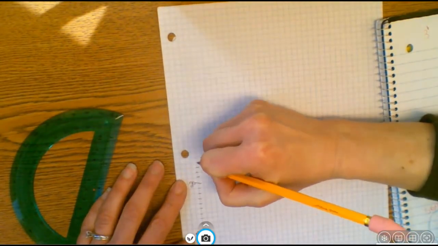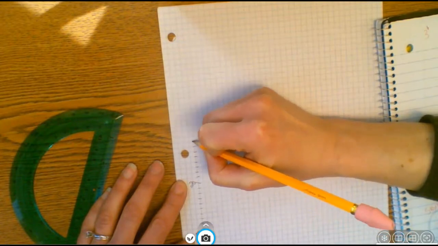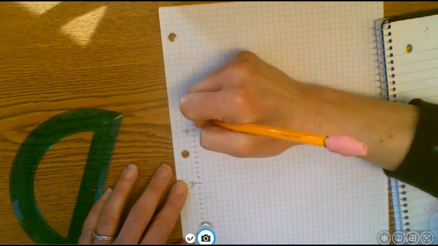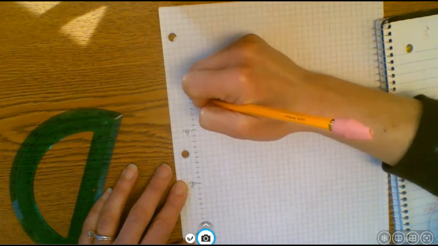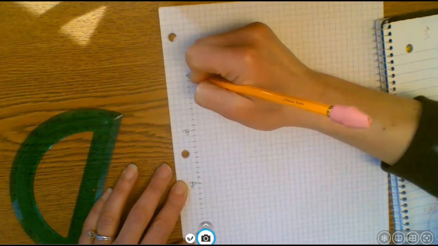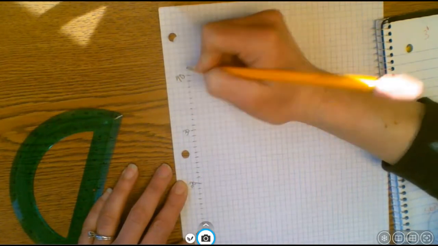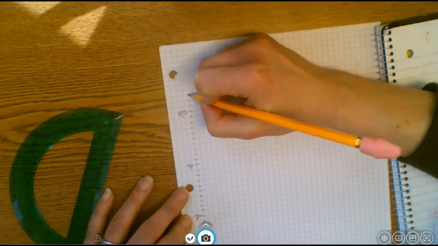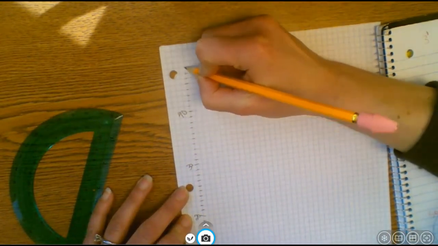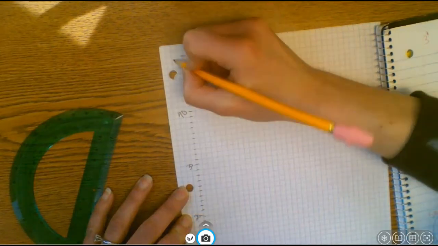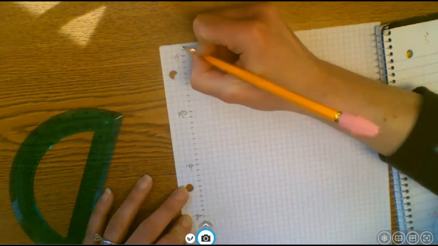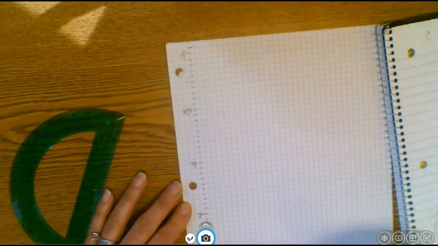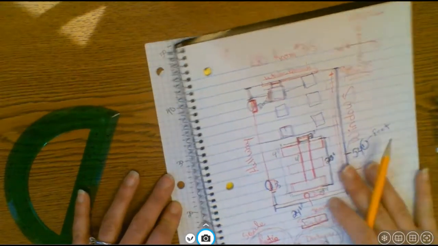21, 22, 23, 24, 25, 26, 27, 28, 29, 30. 31, 32, 33, 34, 35, 36, 37, 38, 39, 40. 41, 42, 43, 44, 45, 46, 47, 48, 49, 50, and then 51, 52. It looks like on our drawing here it's 54 feet.